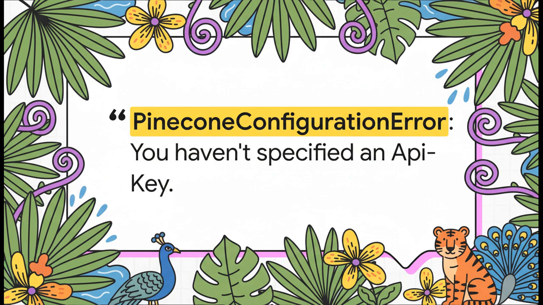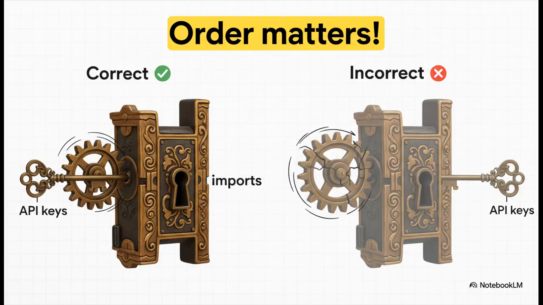So frustrating. And the fix is almost always about one simple thing: order of operations. You have to set your API keys and environment variables first, before you import the libraries that need them. It's a tiny detail that makes all the difference. Get your keys in place, then let the tools do their work.